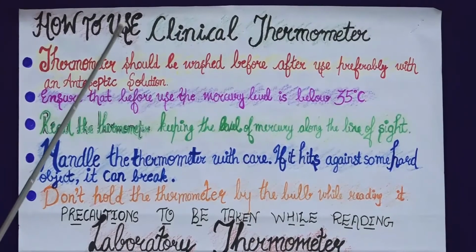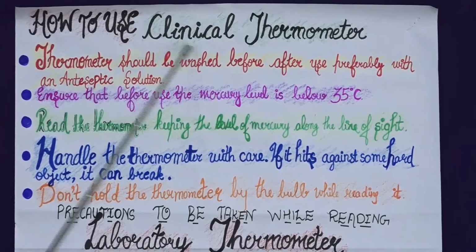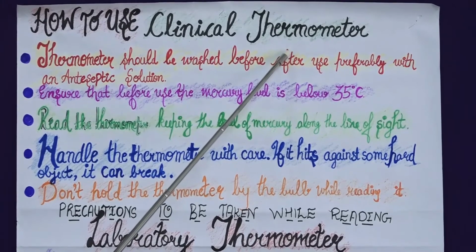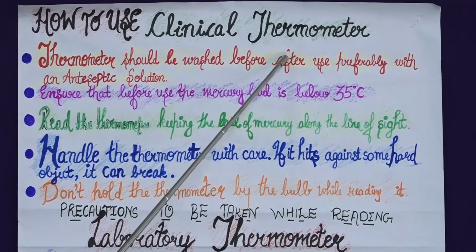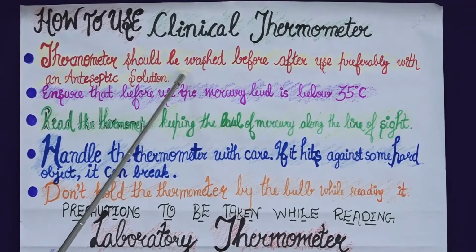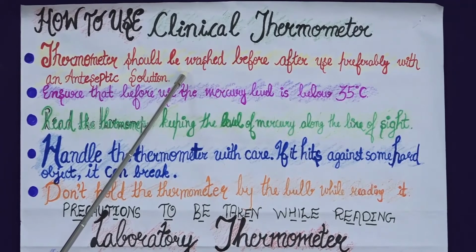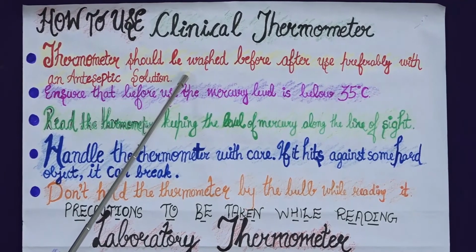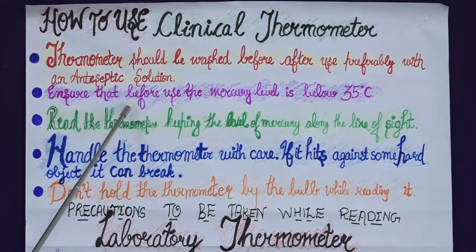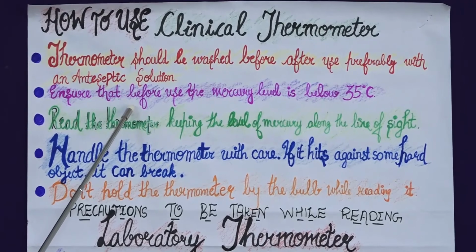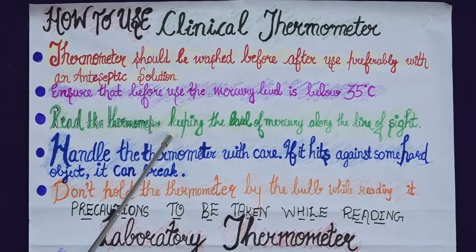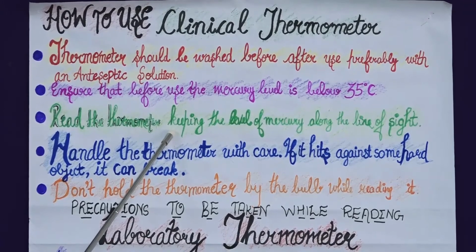Now we are going to discuss how to use a clinical thermometer at home carefully. That means the precautions to be taken while using a clinical thermometer. The thermometer should be washed before and after use, preferably with an antiseptic solution, or we can use cold water. Ensure that before using, the mercury level is below 35 degrees Celsius. Read the thermometer keeping the mercury level along the line of sight.